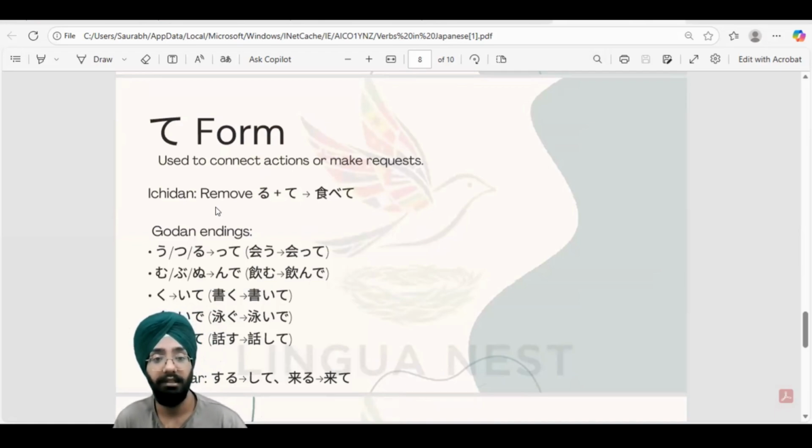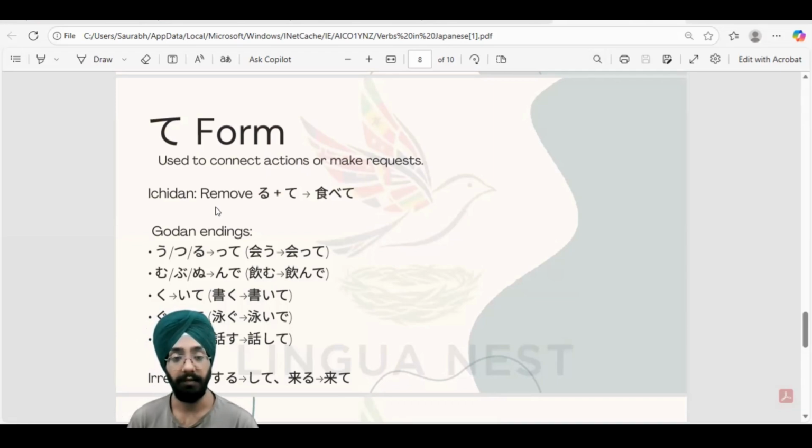For Godan verbs, there are some groups that are conjugated differently. The first group is the verbs ending with u, tsu, and ru. For example, au, motsu. We change the ending to a small tsu and add te at the end. For example, au, atte; motsu, motte. The double t sound.